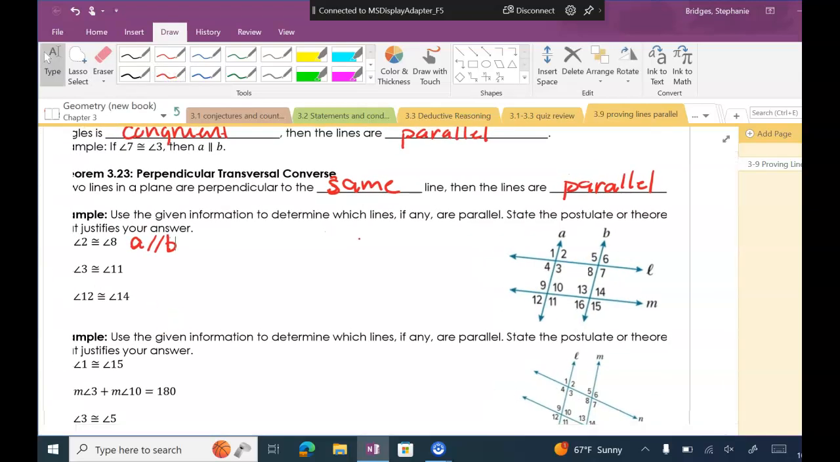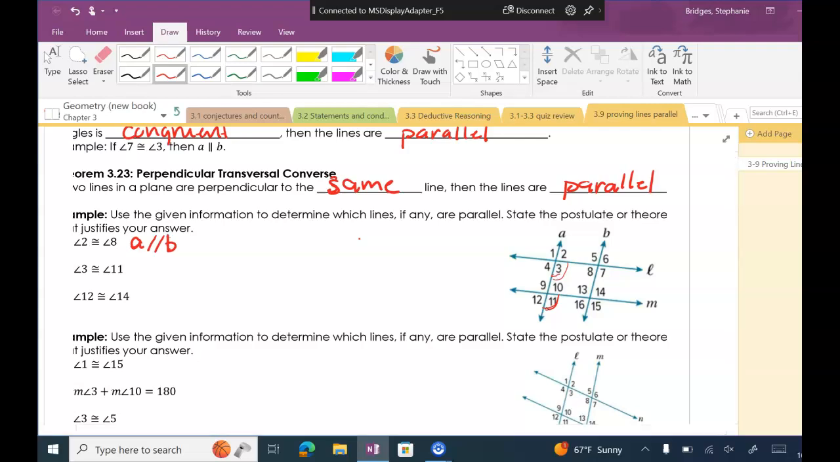In order for those to be congruent, does anybody know what kind of angles those are? They're corresponding, yeah. Same side, yes, but if you look, angle 3 is inside, angle 11 is outside, so they couldn't be interior or exterior. That is corresponding, which makes them congruent.